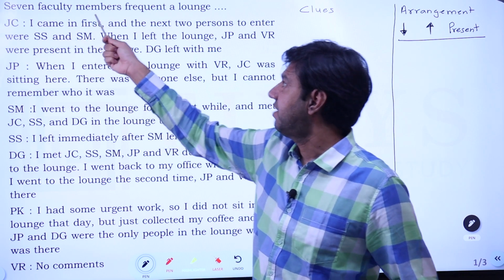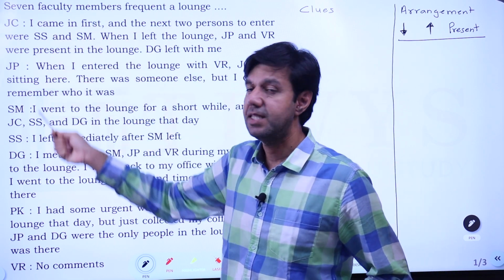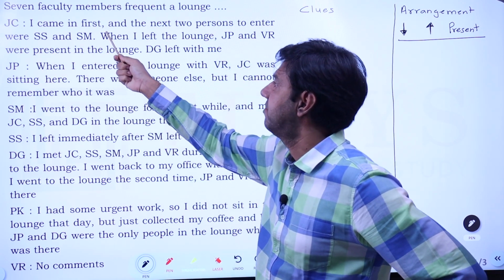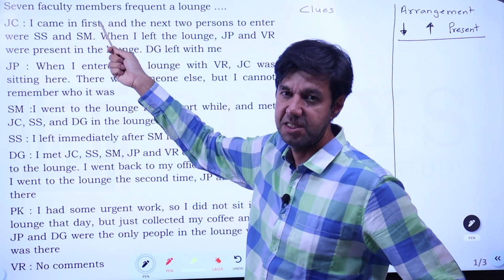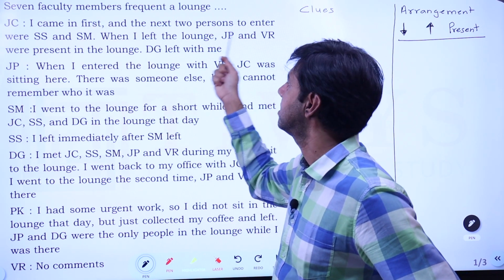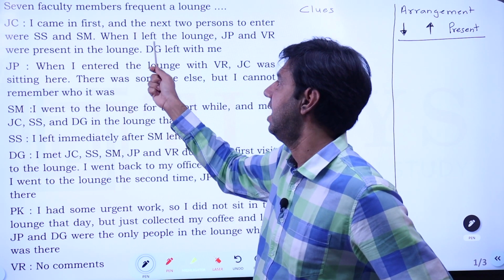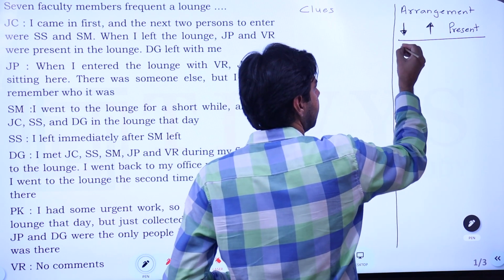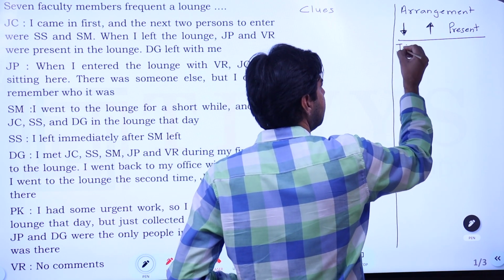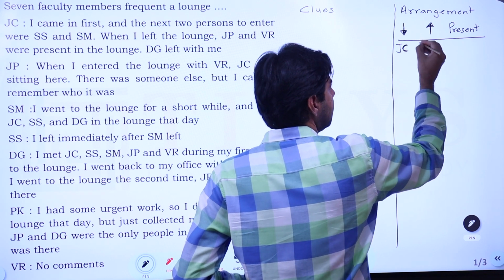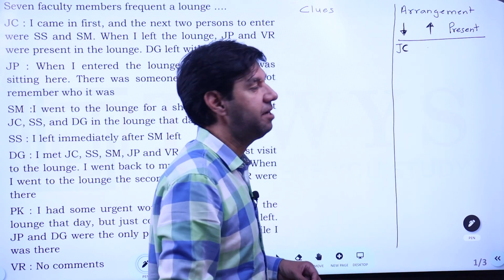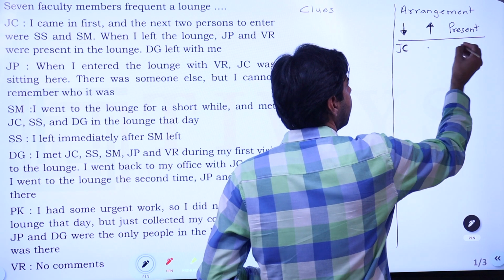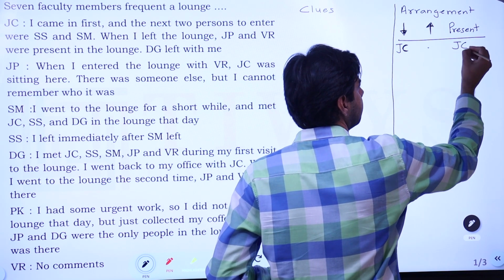What does it say? There are 7 faculty members who frequent a lounge. These are the comments made by a few of the 7 people. JC says, I came in first. So a start is given to us, and the next 2 persons to enter were SS and SM when I left. We'll consider the left part later on. The first person to enter, it's an entry. So JC enters. Since each row is either an entry event or an exit event, for the exit I just put a dot to represent nothing is there. And the person present now is just JC.